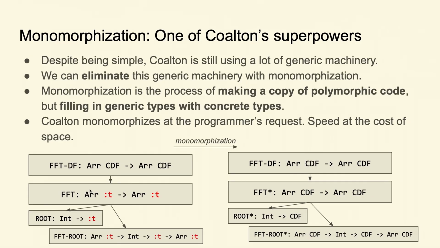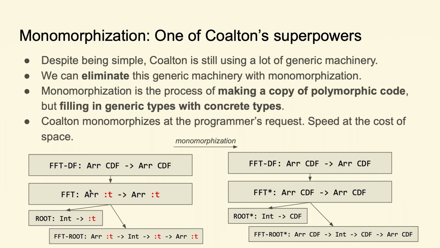So even though the top level function up here, this FFT-df, is a concrete monomorphic type, meaning it has no generic aspects to it, no type variables, nothing, it's still calling a bunch of functions in its call chain that are generic. What monomorphization does is say, hey, take all of those things with generic type variables and fill them in with the actual types that are used.